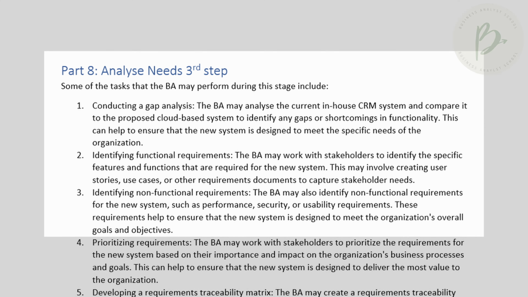Solving your pain points is to have a requirement, right? That requirement does not exist in our current system, so it's a gap. So our to-be, our proposed cloud-based system, needs to meet this. The cloud-based system that we are proposing to get should meet these gaps.